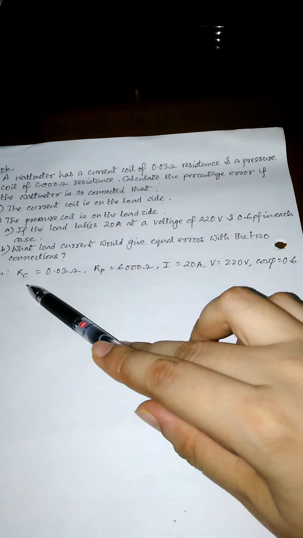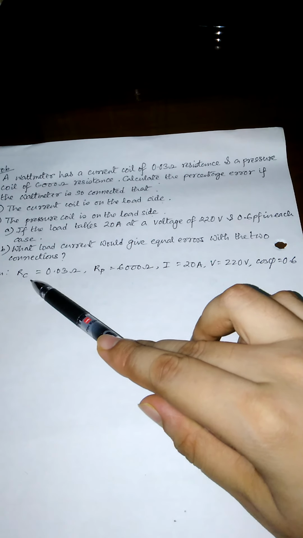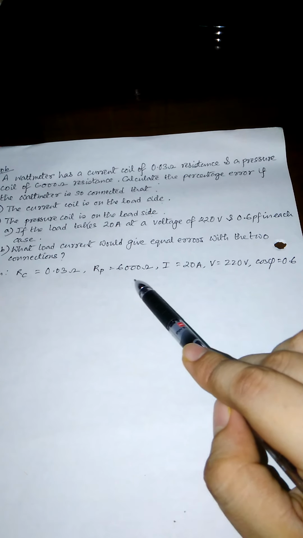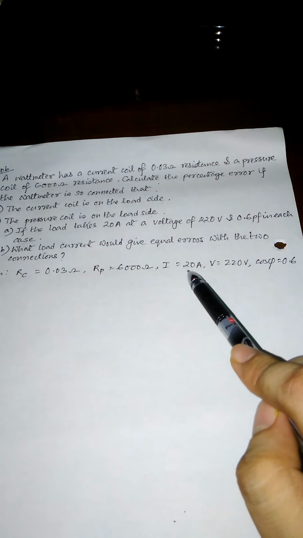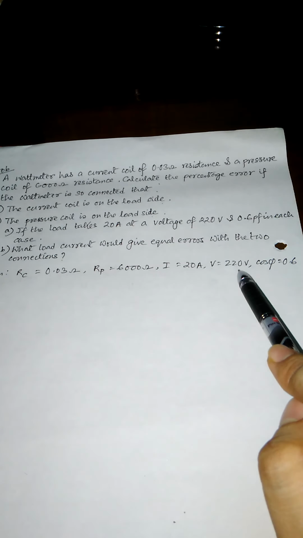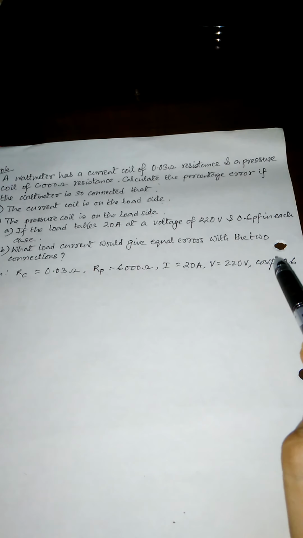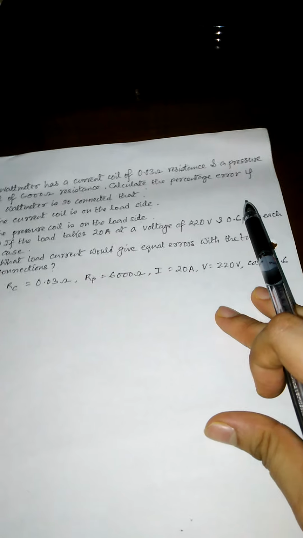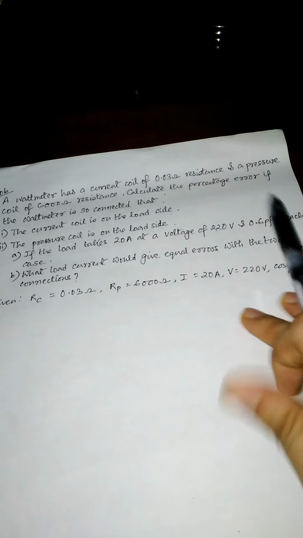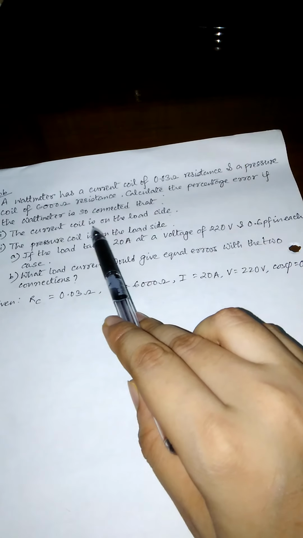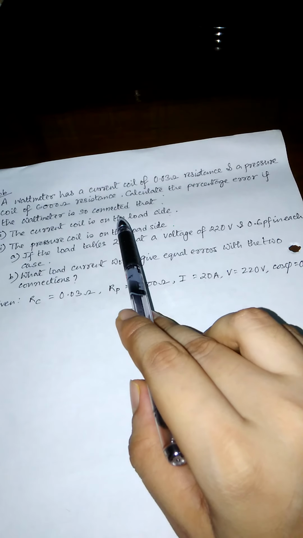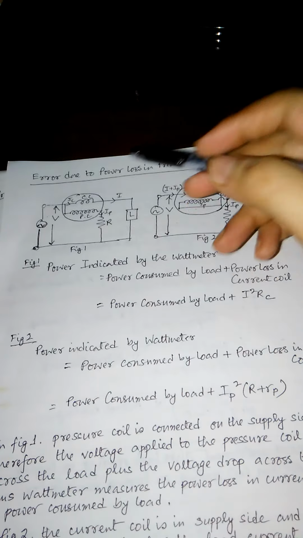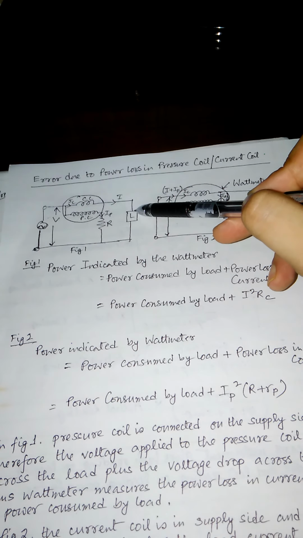That means the given values are: current coil resistance 0.03 ohm, pressure coil resistance 6000 ohm, current equal to 20 ampere, voltage 220 volt and cos phi equal to 0.6. Now we know that for the first case, the current coil is connected on the load side. This is the type of connection where the current coil is connected in the load side.